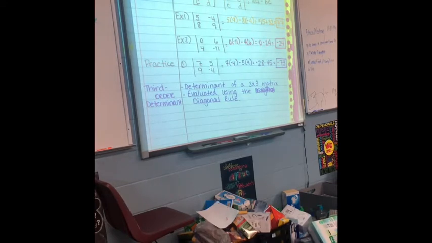Okay, my next little piece is not going to fit in mine, so I'm going to have to change my paper. So I'll give you a second to get that third order determinant definition written down.